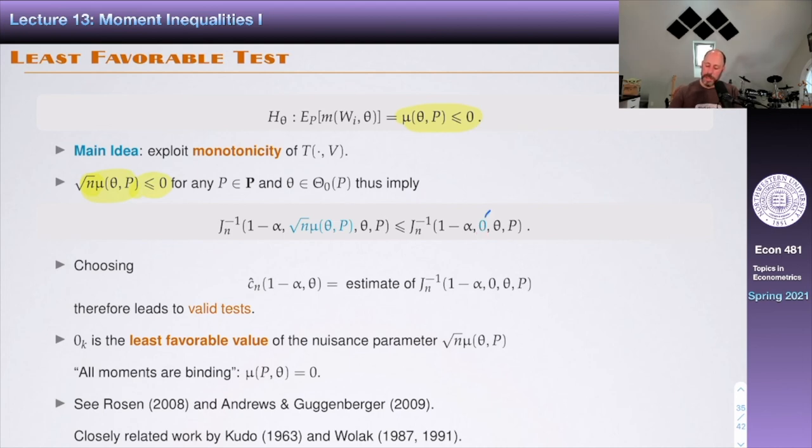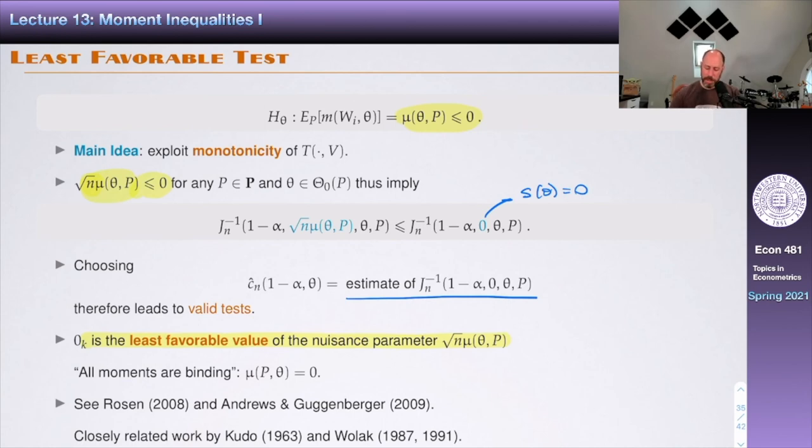So I said earlier, S theta being equal to zero, and this could be a vector depending on the dimension of m, but you just put zero everywhere, and that's a valid upper bound. So choosing this critical value, which is an estimator of the auxiliary distribution with S being equal to zero, leads to a valid test, because the quantile is at least as big as the one that we want. And I wrote here, zero is the least favorable value of the nuisance parameter square root n mu. It means that you have all these moment inequalities and you assume that all of them are binding. That is the worst case that could happen. Too many things happen at the same time. The critical value is the largest one possible, and you can show that that is valid.